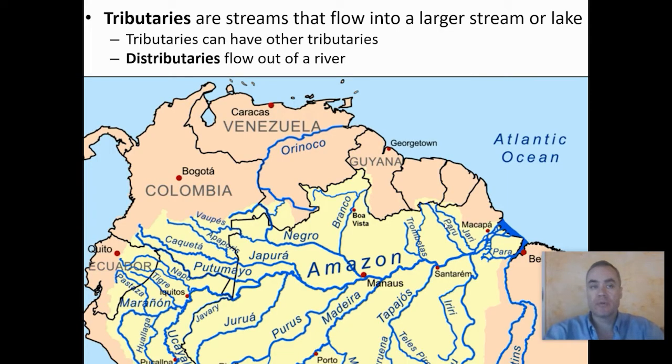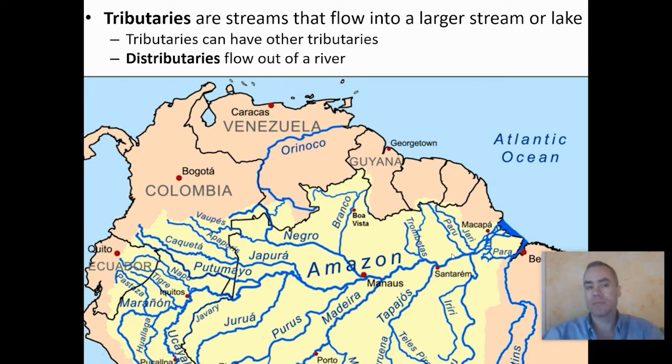Tributaries are rivers that flow into larger rivers. I'll use the word streams and rivers interchangeably here. And tributaries can have other tributaries. So if you look at this map, you have the Amazon River, and one of its tributaries is the Rio Negro, the Black River, and then into that flows the Rio Branco, the White River. And so we have a tributary of a tributary going into the Amazon.